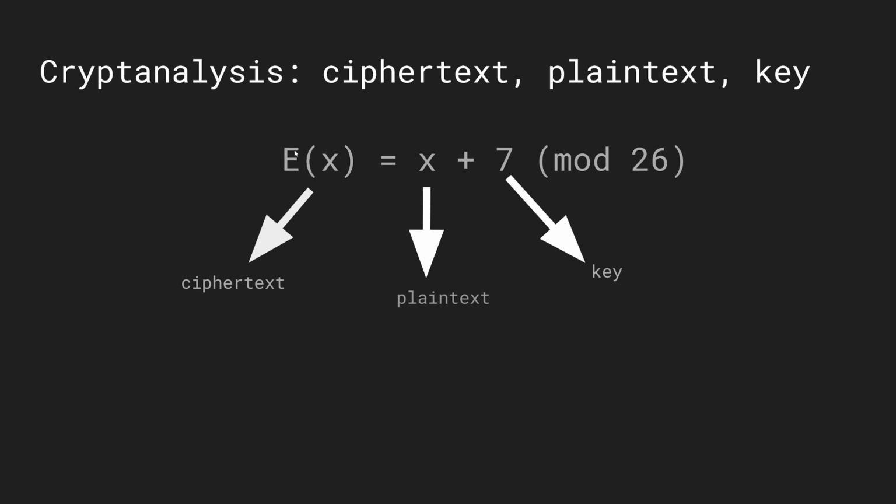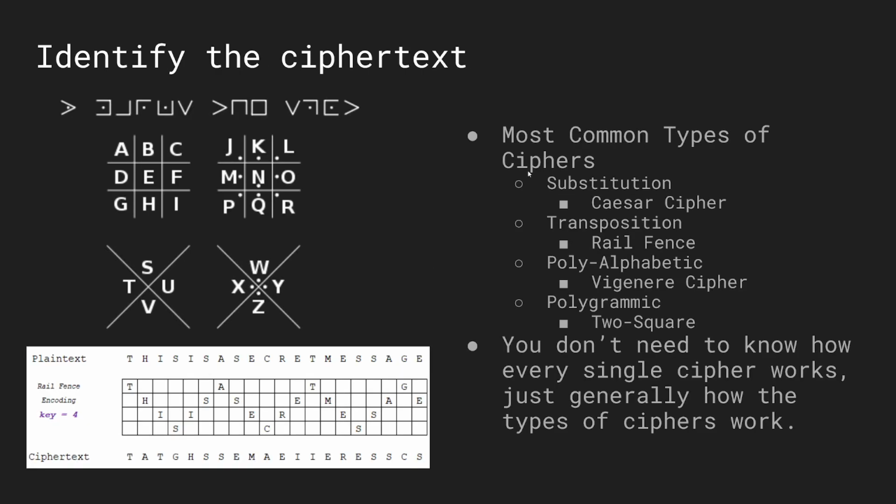Essentially, in this equation, we have the ciphertext, the plaintext, and the key. These are how we describe encrypted messages. Breaking them is called cryptanalysis. Now, this is a very simple cipher, and one of the most ancient ones.